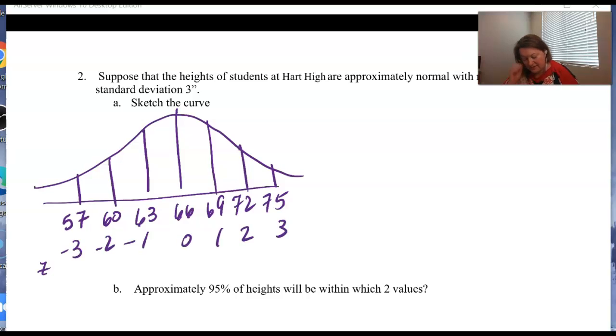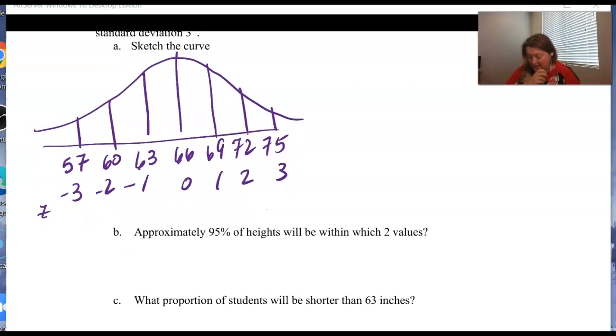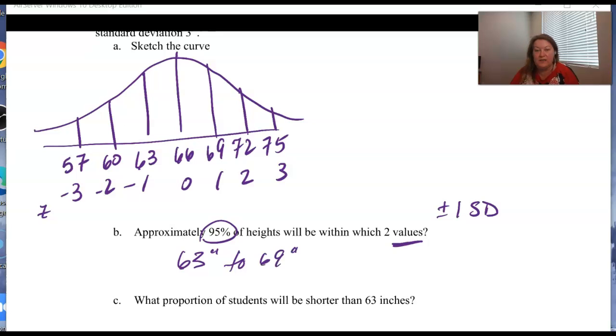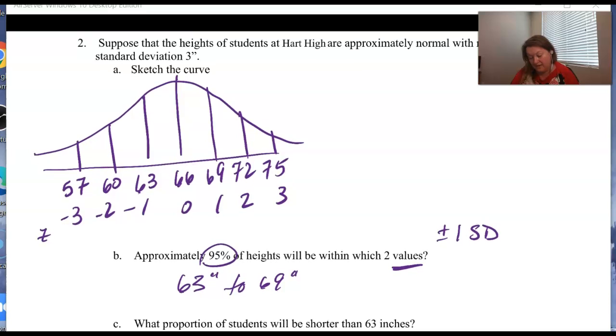2, -3. All right, so it says approximately 95% of the heights will be between which two values? So I know 95% of the heights are going to be between plus and minus 1 standard deviation. So 1 standard deviation is going to be 63 to 69 inches tall, would be 95% of the population that they're talking about, okay, at heart high.